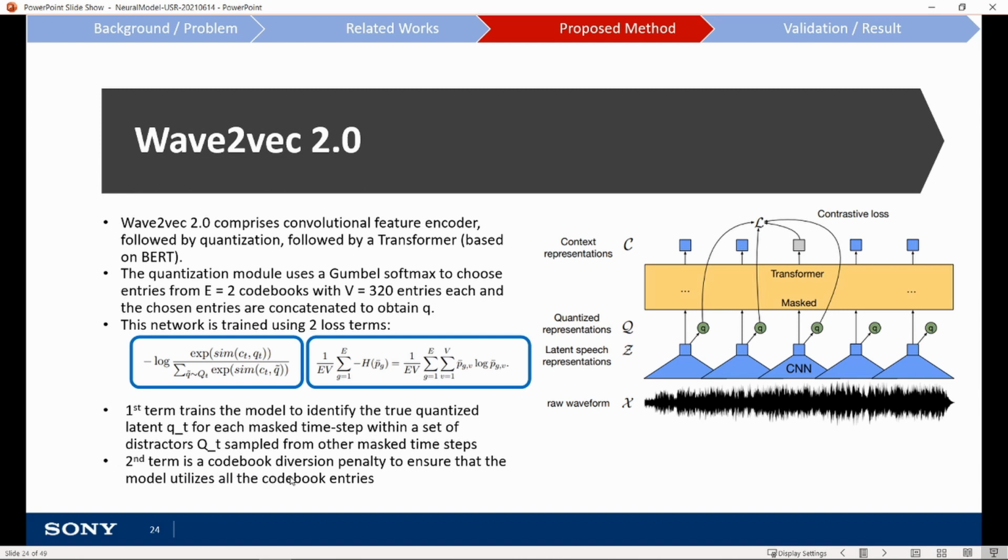And the second loss term used here is the entropy term, which is the codebook diversity penalty to ensure that the model utilizes all the codebook entries. So this loss term should also be important, as VQ-VAEs, I think, also suffer from this same issue of a considerable number of codebook vectors not being utilized.